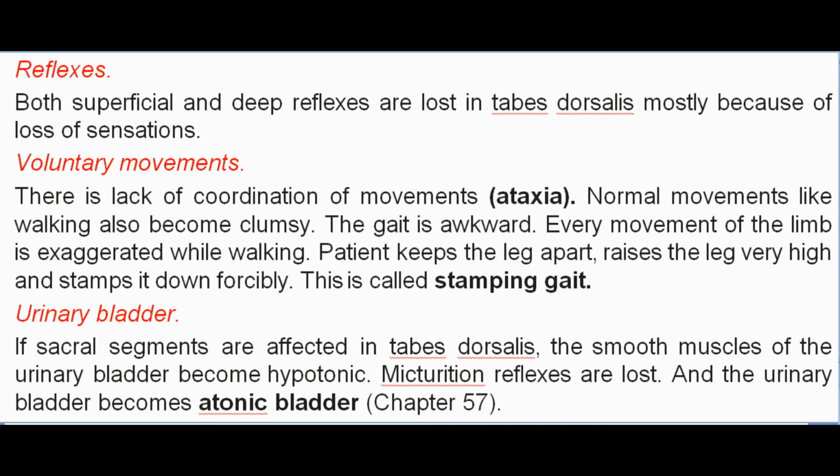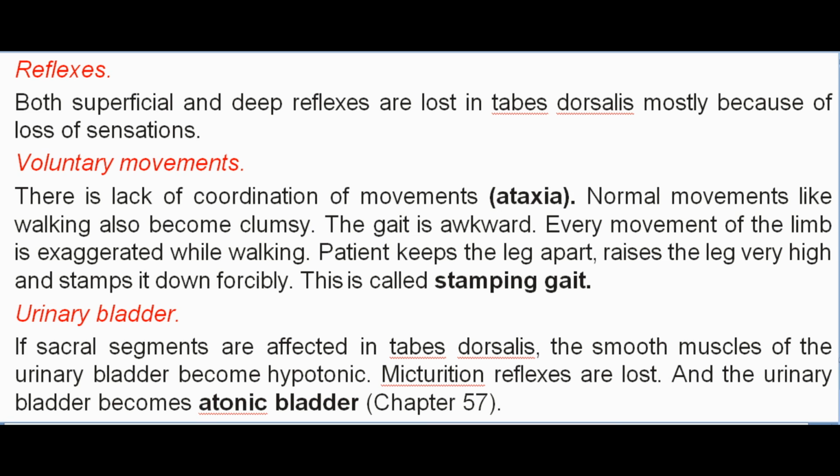Voluntary movements. There is lack of coordination of movements, ataxia. Normal movements like walking also become clumsy. The gait is awkward. Every movement of the limb is exaggerated while walking. Patient keeps the leg apart, raises the leg very high and stamps it down forcibly. This is called stamping gait.